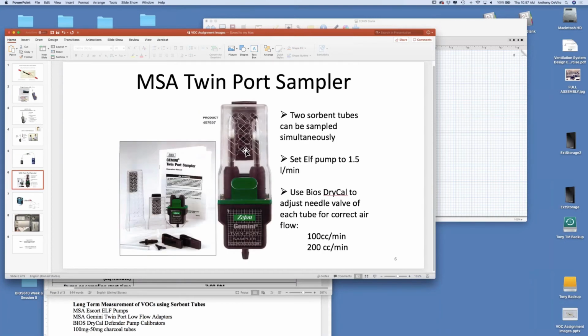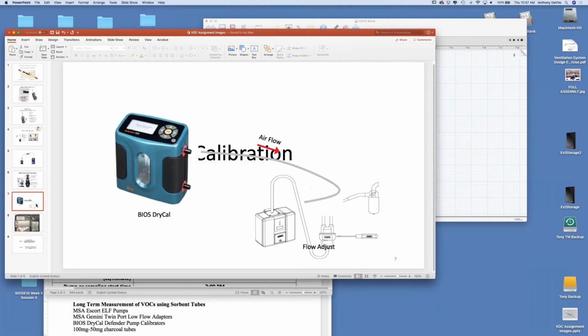Here's a little bit closer look at a typical twin port sampler, and the screws that you adjust, you can't see them here, they're on the side. In other words, if you follow my arrow here, it's on the side there and the side there for each of those two tubes. And this, in fact, takes the place of your protective cover and clip to put it on the worker. Okay, so here's the typical calibration setup, similar to what we just saw up there.